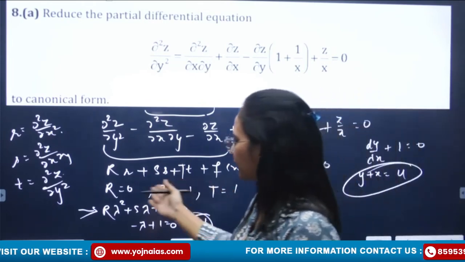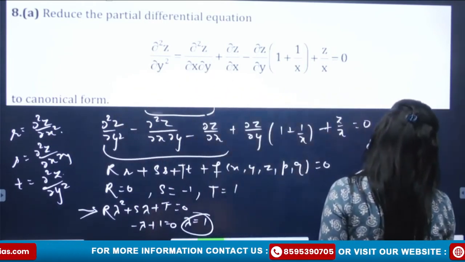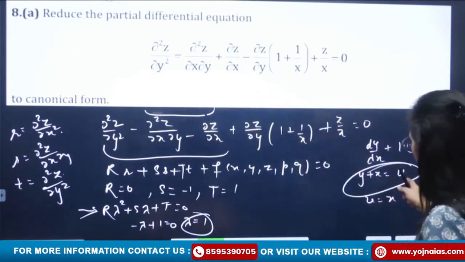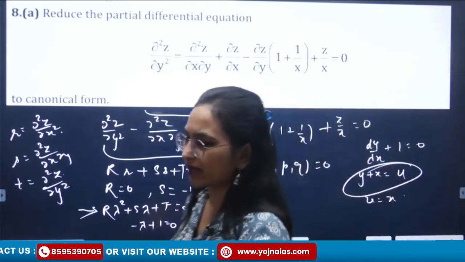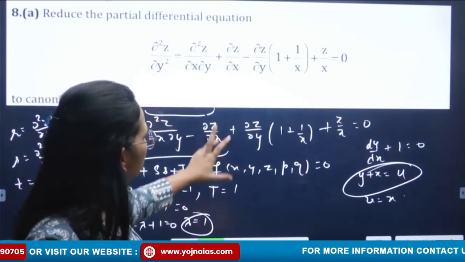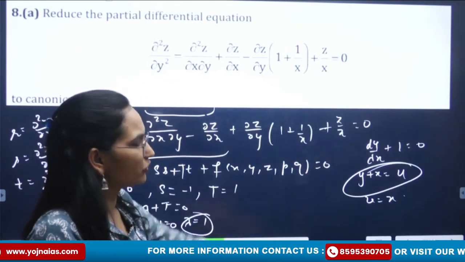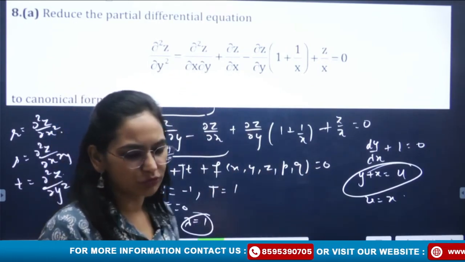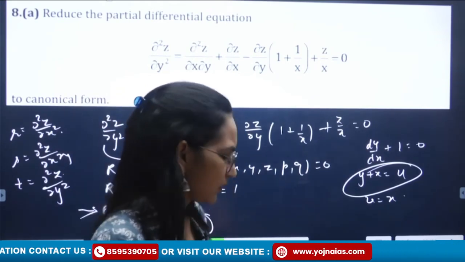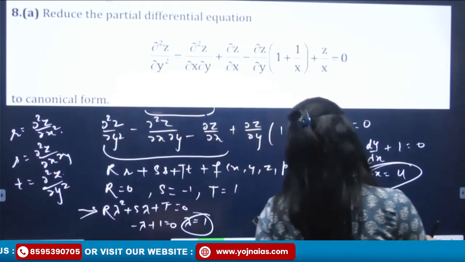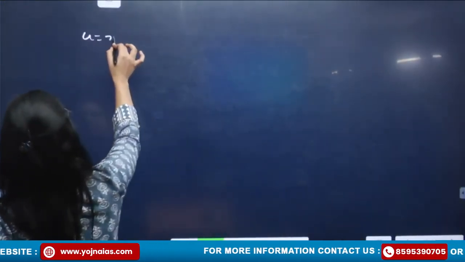Second, we are not able to find out, so what will we do? We will assume, let's suppose, v is equal to x. You got u and v, and what we need to do in reduction to canonical form is convert all these values, that is r, s, t, p, q, into the form of u and v, and then substitute these values, and you will end up with the canonical form.